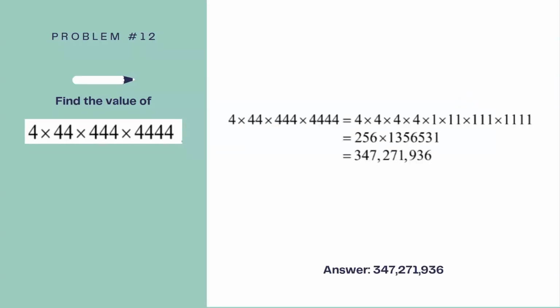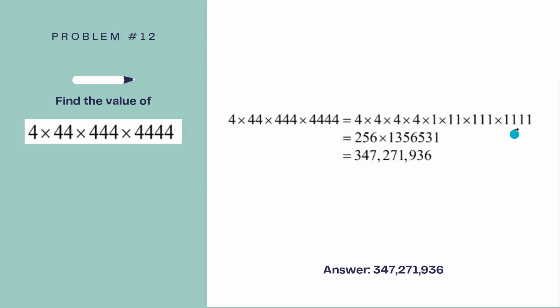Okay, in solving this one, you can rewrite this term into this one. Let's say 4 is just 4 times 1, right? Then 44 is just 4 times 11. And also 444 is just 4 times 111. And also 4,444 is just 4 times 1,111. Okay? So if we multiply 4 times 4 times 4 times 4, we have 256.